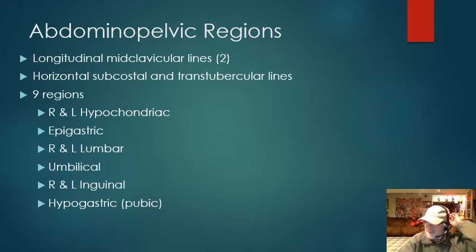What happens is, I'm a Virgo, and 4 isn't enough. I need to have it a little bit more specified. I need a little bit more definition. So they could also divide the abdomen into what they call abdominopelvic regions. Abdominopelvic regions. Basically, this is dividing the abdomen into 9s.